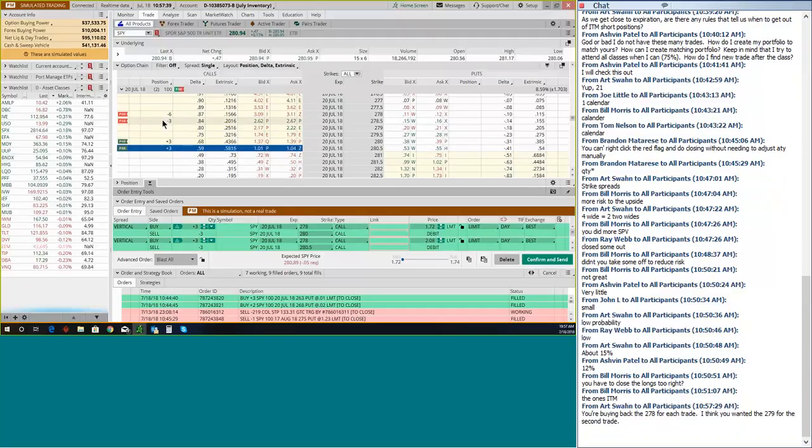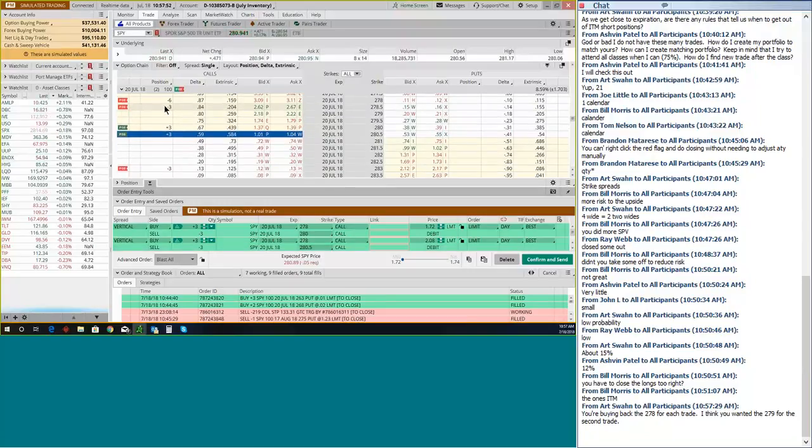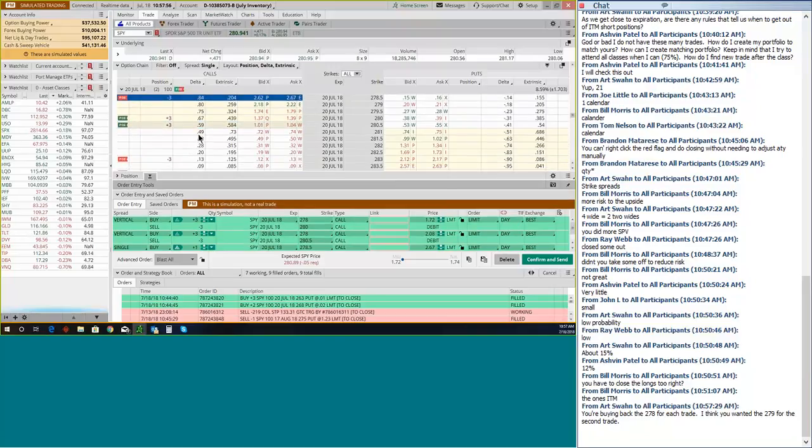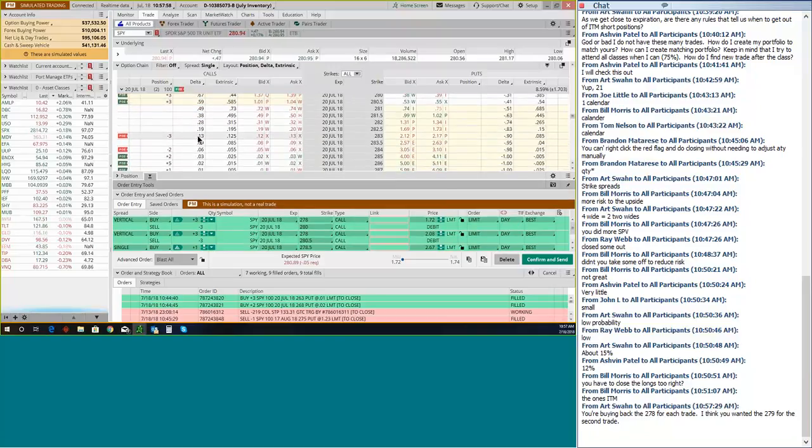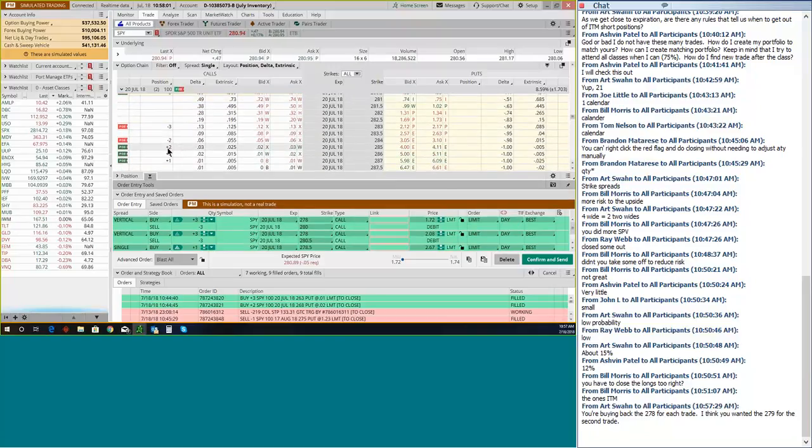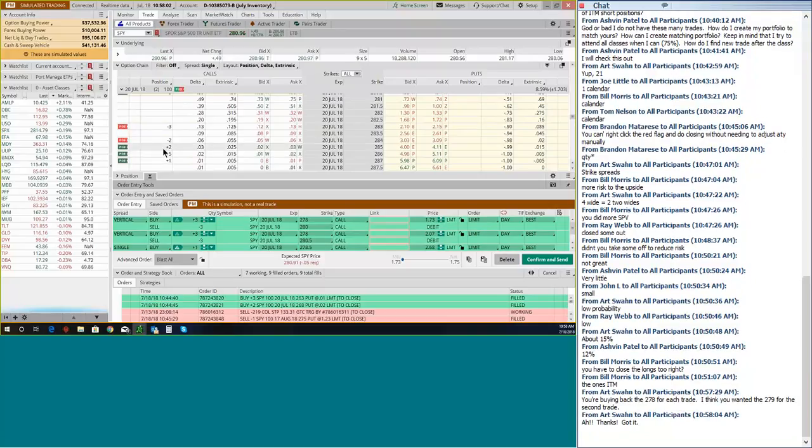Now these are for the 278s. These are for the 6 contracts at the 278s, right? The 278.5, that's a different story. So I buy that back. I've got to find 3 contracts somewhere, and I can find those anywhere along these positives over here to buy back those.